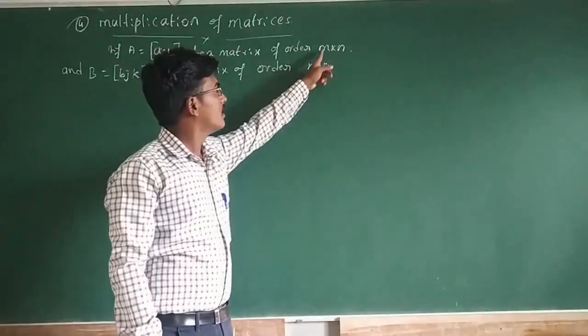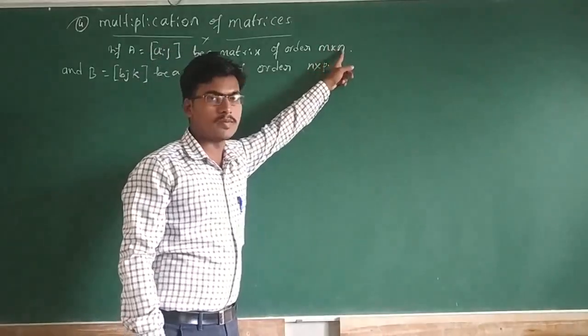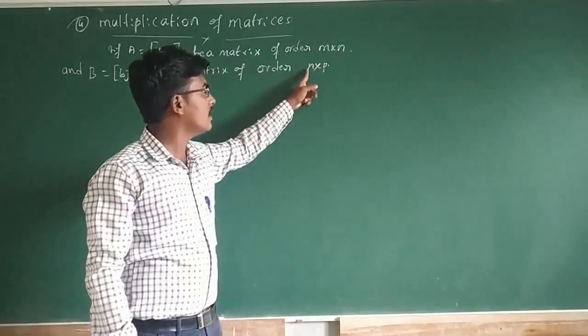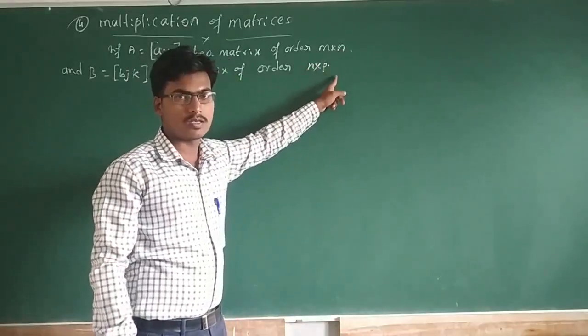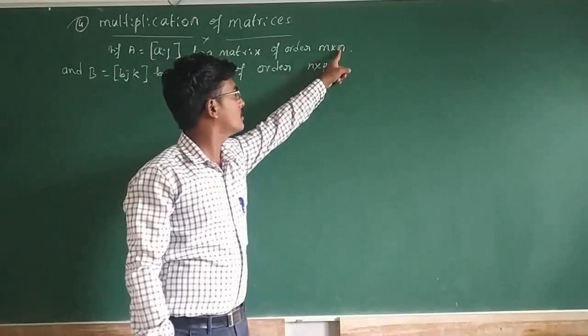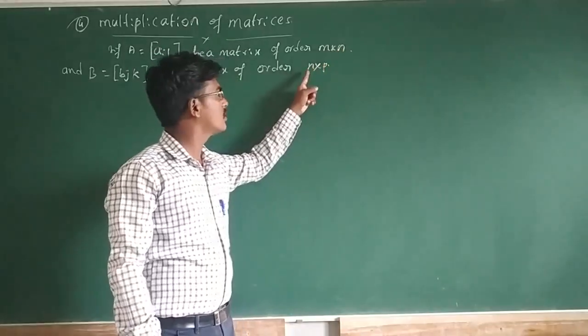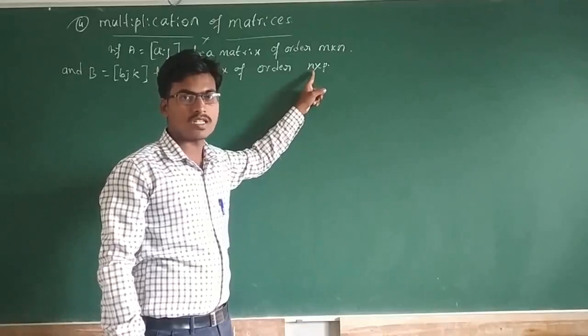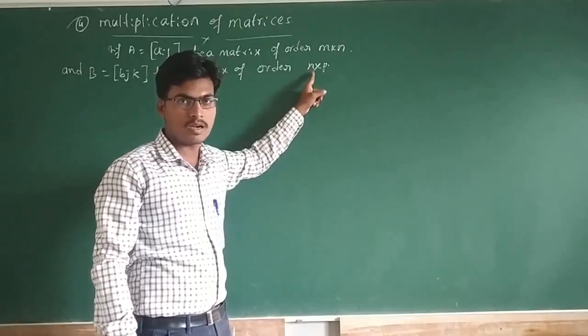Observe here, the first matrix has m rows and n columns. The second matrix has n rows and p columns. So the number of columns of the first matrix is equal to the number of rows of the second matrix. So the multiplication of two matrices is possible or defined.